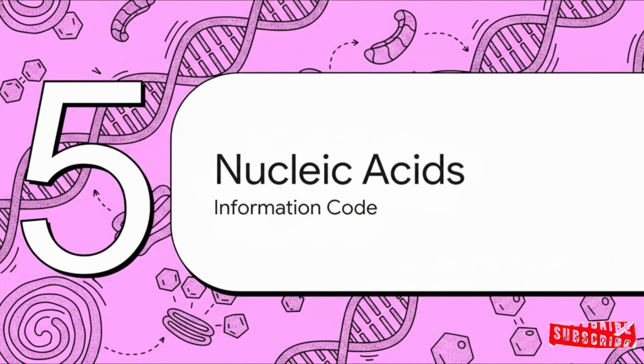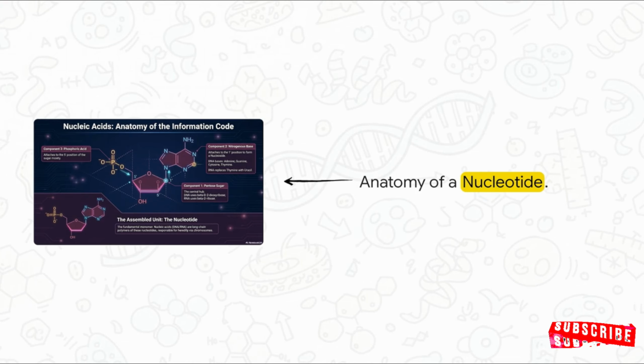Let's dive into Section 5, Nucleic Acids, Information Code. So, what's acting as the architectural blueprint programming all of this complexity? Nucleic acids. The fundamental monomer here is the nucleotide, and it consists of 3 components. First, a central pentose sugar hub, either ribose for RNA or deoxyribose for DNA. Second, attached to the 1' position of that sugar is a nitrogenous base, like adenine, guanine, cytosine, or thymine. And third, attached to the 5' position is a phosphoric acid. Combine those 3 and you get the fully assembled unit, the nucleotide, the very building block of heredity.